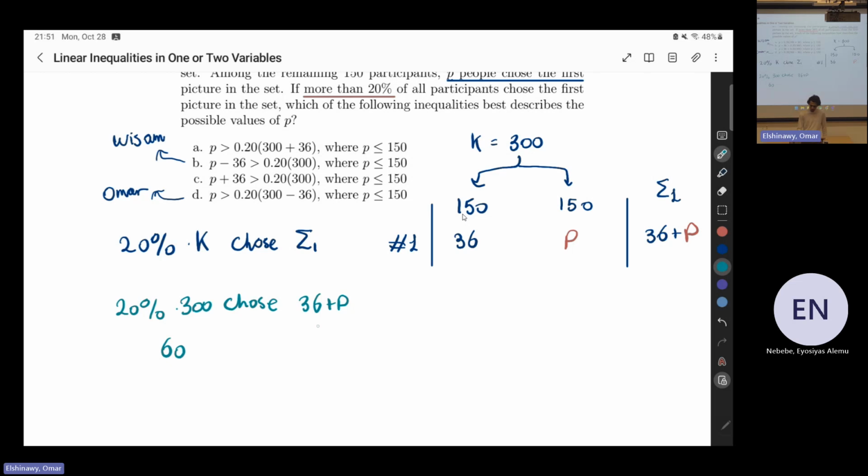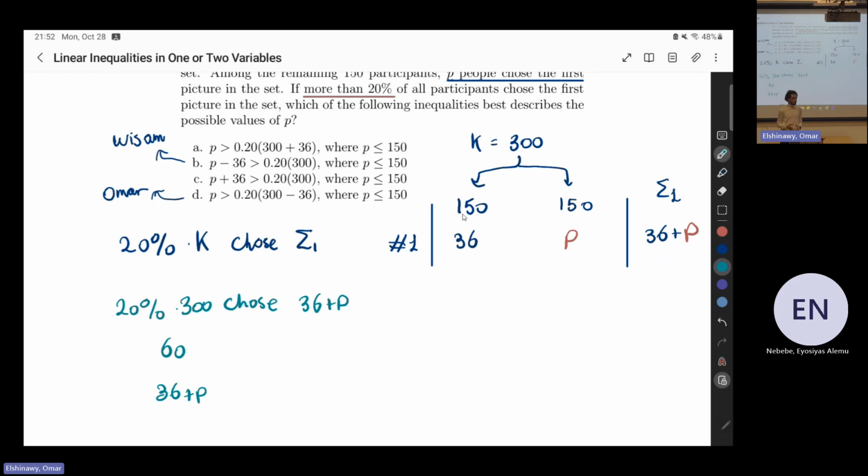Yeah, so 60 people chose 36 plus p. More than 60 people. So you have more than 60 people who chose the first picture. But the 60 people are 36 plus p. Now, what I'm writing here is not the solution. I'm just writing some ideas down, showing you my full thought process. This is not at all rigorous. 60 minus 36. Yes, that is what I mean.